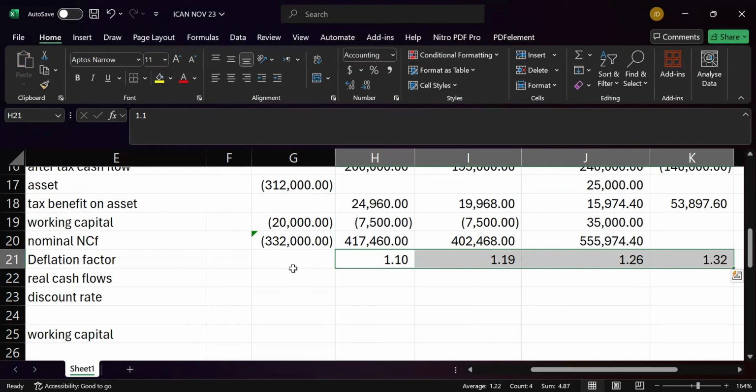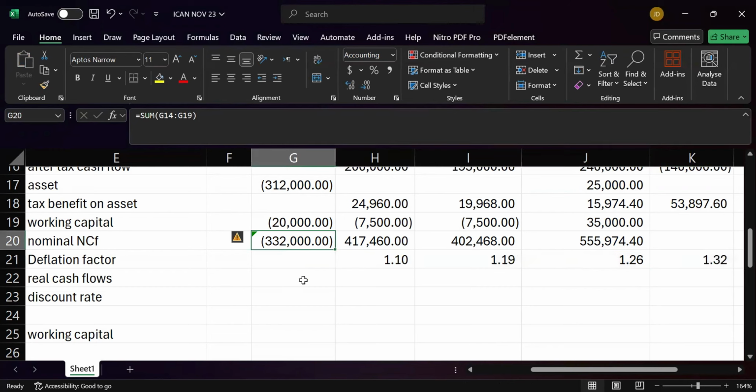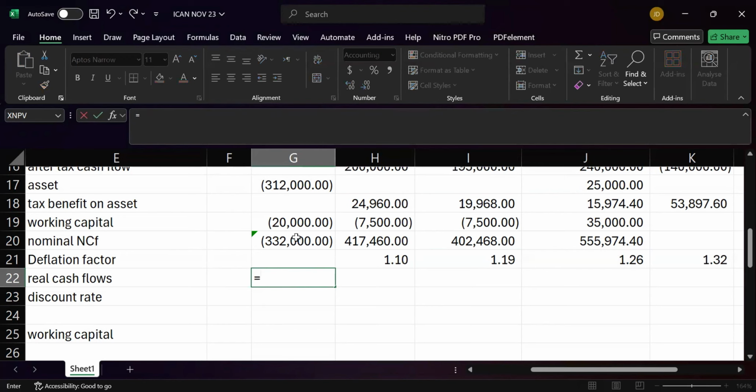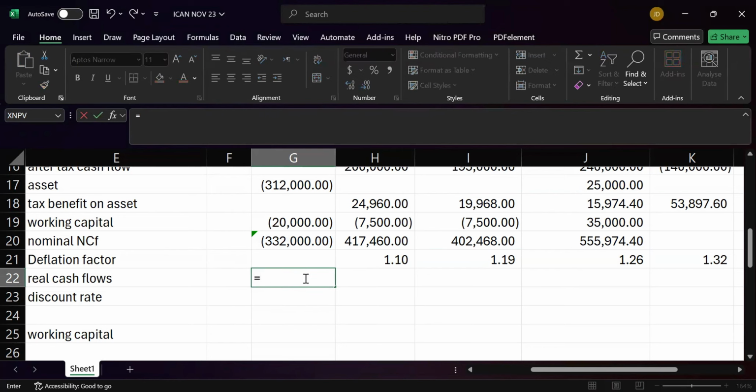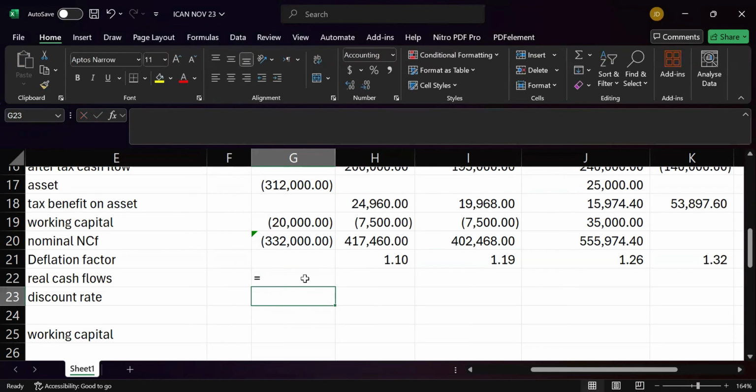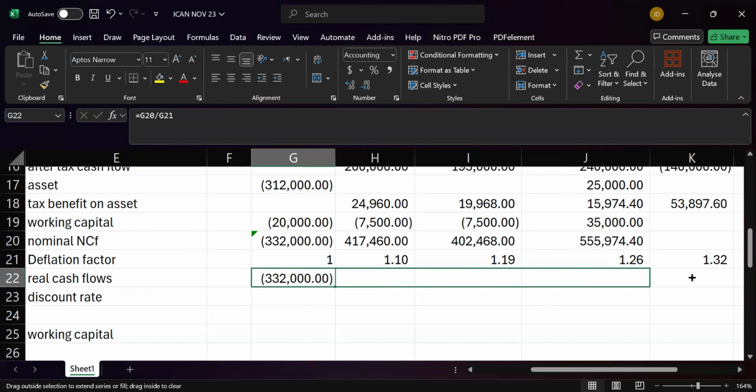So year one will still remain year one. I'm not deflating. So year one will still remain at this amount, and I just say this divided by this. Sorry, I gave a wrong formula. So yeah, year one is 1. Year two, because of inflation, it has increased to 1.10. So let me draw the formula, drag it.